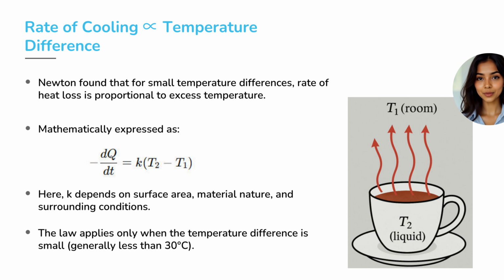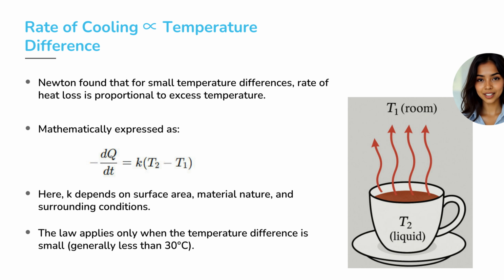The symbol dQ/dt is the rate at which heat is lost in joules per second. The constant K depends on the body's surface, the medium around it, and other conditions. T2 is the temperature of the object, and T1 is the temperature of the surroundings.